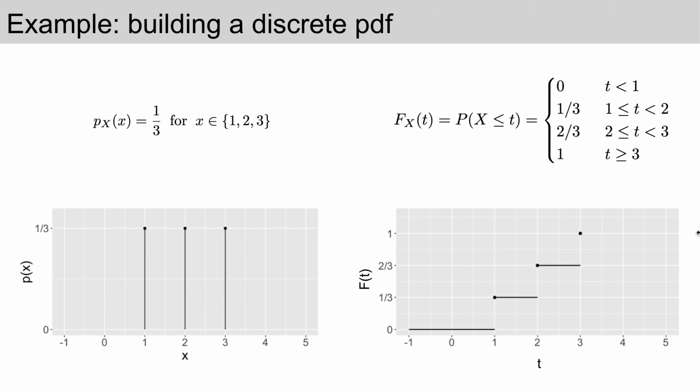Stepping back, we started with a discrete uniform PMF on the values 1, 2, and 3. We then built a corresponding CDF with 4 cases or pieces: when t is below 1, when t is greater than or equal to 1 but less than 2, when t is greater than or equal to 2 but less than 3, and when t is greater than or equal to 3.